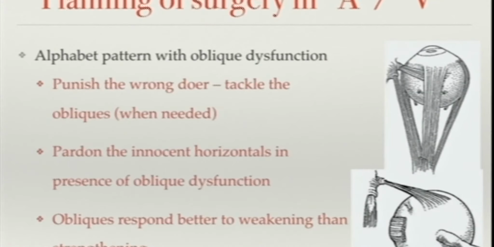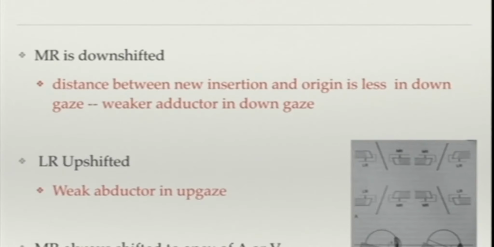And when we plan for surgery, if it's an oblique overaction, we have to plan oblique surgery, and the response to weakening surgery is better as compared to strengthening surgeries. We can also plan vertical shifting of the horizontal recti if there is no oblique overaction. We always have to remember that the medial rectus has to be shifted towards the apex of the A or V, and likewise, the lateral rectus has to be shifted toward the base of the A or V, as we are doing in these patients.